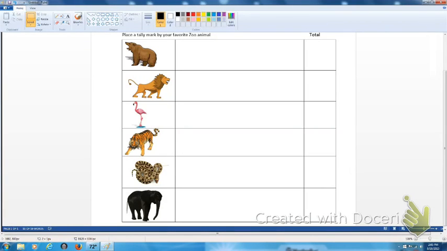Hello class, today we will learn how to create a bar graph. Before we can create a bar graph, we need to collect data. One way to collect data is through using surveys that ask questions.